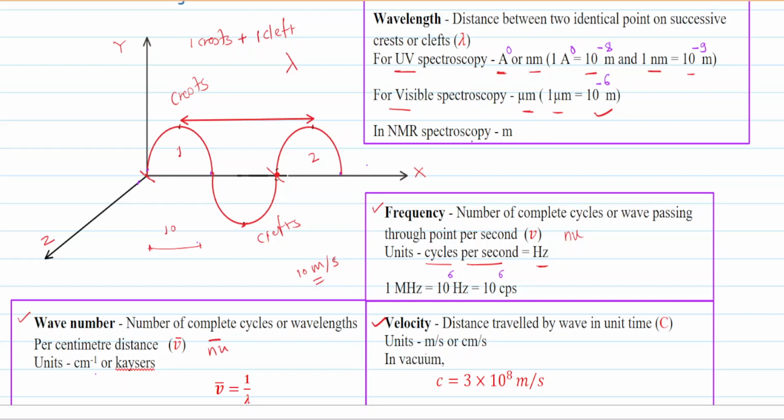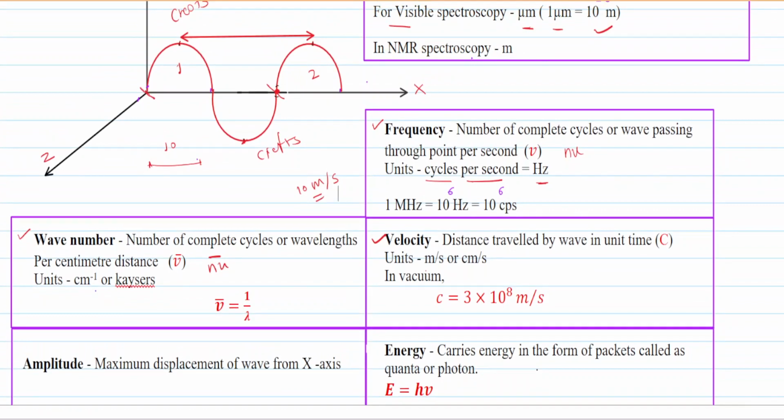The next characteristic of the wave is amplitude. Amplitude is defined as the maximum displacement of the wave from the x-axis. This is the x-axis, and this is the crest, and this is the trough. At the crest, the wave is displaced and has a maximum value, and at the trough, it is also displaced with a maximum value. This maximum displacement, A, is the amplitude of that wave.